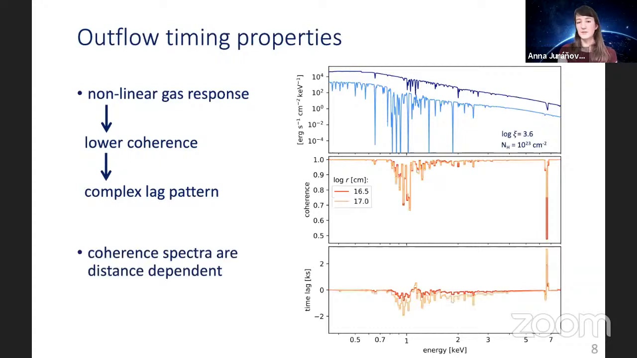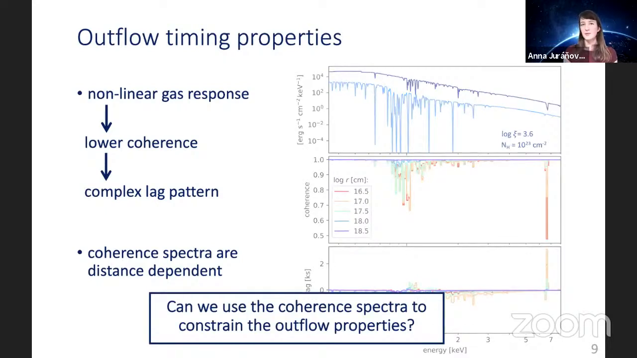If we do the same trick as before, so we add outflows located further away from the ionizing source, we see that this pattern that the absorber leaves in the coherence spectra, and also the time lags, changes quite strongly as a function of the outflow distance. So this brings us back to the second question I mentioned at the beginning, and that is, we can use the coherence spectra or generally the timing properties to constrain the outflow parameters.